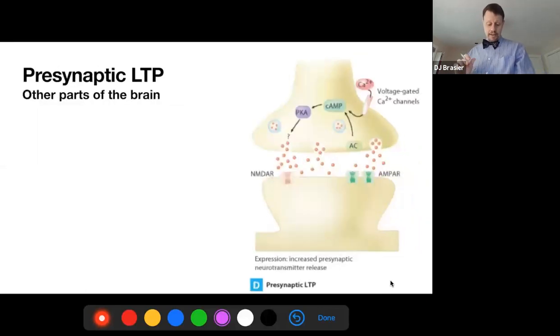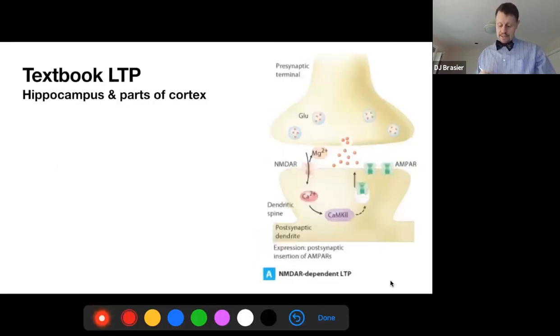But actually, you're not going to be tested on this, so you can tune out for the next 30 seconds or so, but there are actually presynaptic forms of long-term potentiation. One form involves voltage-activated potassium channels and Gs-associated presynaptic neurotransmitter receptors that cause cyclic AMP and activate protein kinase A. And through some mechanisms that are not fully understood, they increase the probability of vesicles fusing to the membrane.